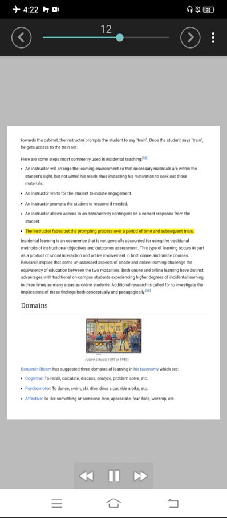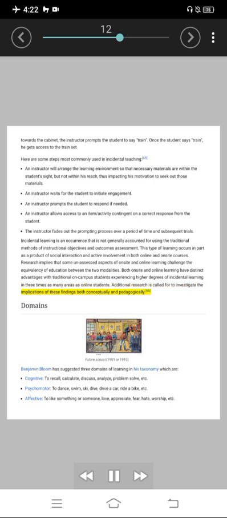Incidental learning is an occurrence that is not generally accounted for using the traditional methods of instructional objectives and outcomes assessment. This type of learning occurs in part as a product of social interaction and active involvement in both online and on-site courses. Research implies that some unassessed aspects of on-site and online learning challenge the equivalency of education between the two modalities. Both on-site and online learning have distinct advantages, with traditional on-campus students experiencing higher degrees of incidental learning in 3 times as many areas as online students. Additional research is called for to investigate the implications of these findings both conceptually and pedagogically.